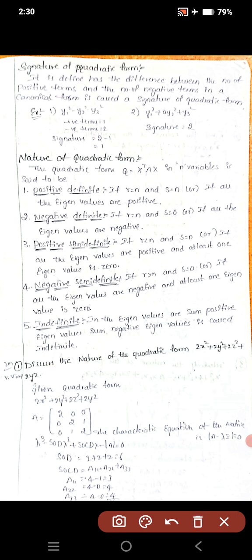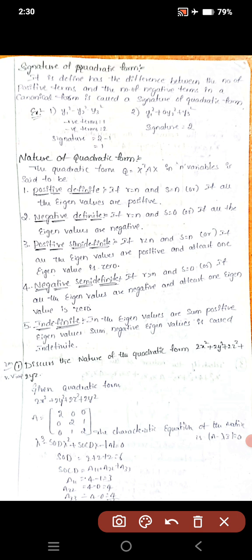Okay, let's go to the problem. Discuss the nature of the quadratic form. What is it here? 2x square plus 2y square plus 2z square plus 2yz. Okay, this is the quadratic form first.